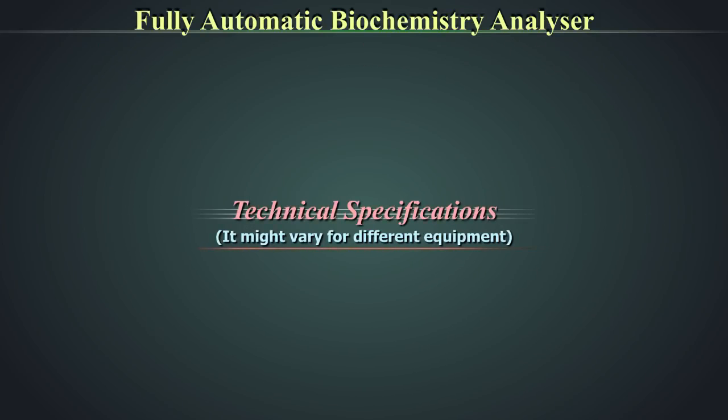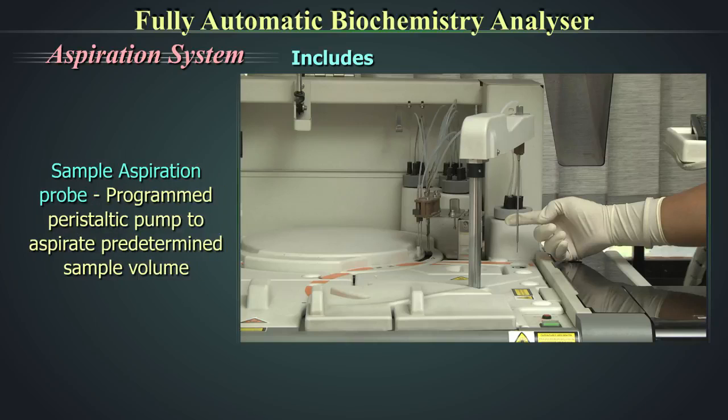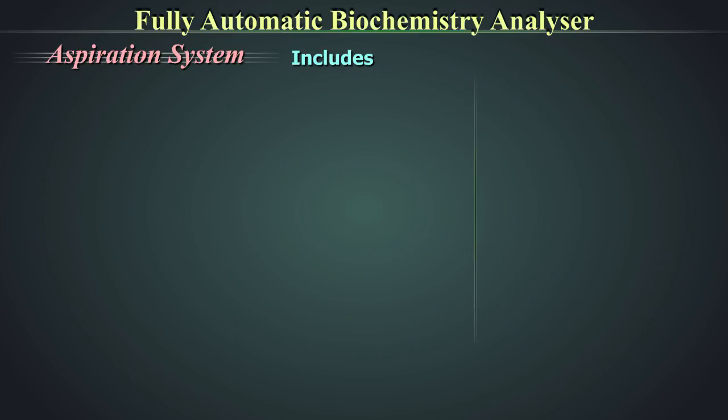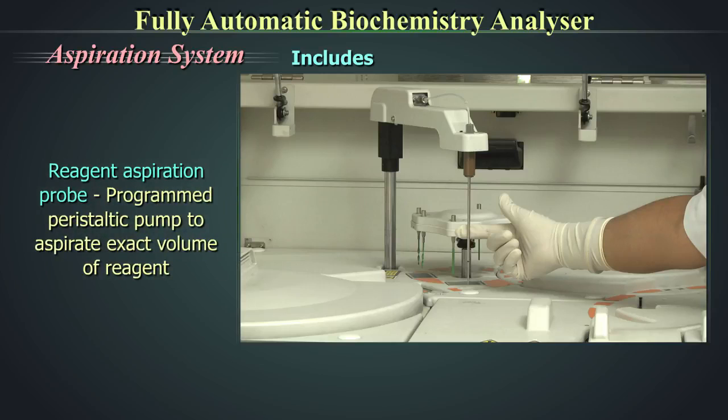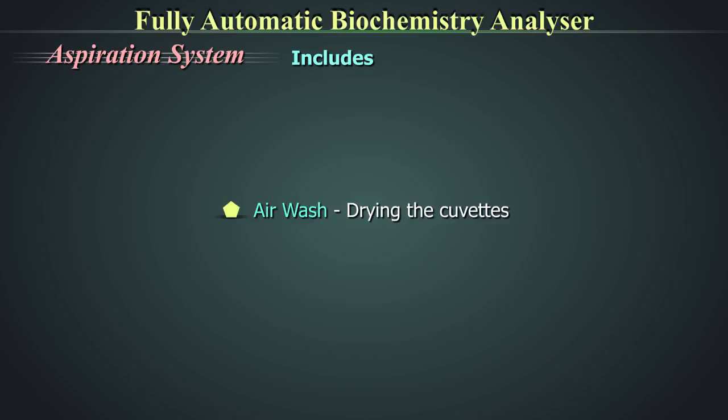Technical specifications. Let us first understand the important technical systems of a biochemistry autoanalyzer. The aspiration system. It includes the sample aspiration probe, which has a programmed peristaltic pump to aspirate a predetermined sample volume. Reagent aspiration probe has a programmed peristaltic pump to aspirate an exact volume of reagent. Wash nozzles for flow cell wash after every test sample. Air wash for drying the cuvettes after each sample.